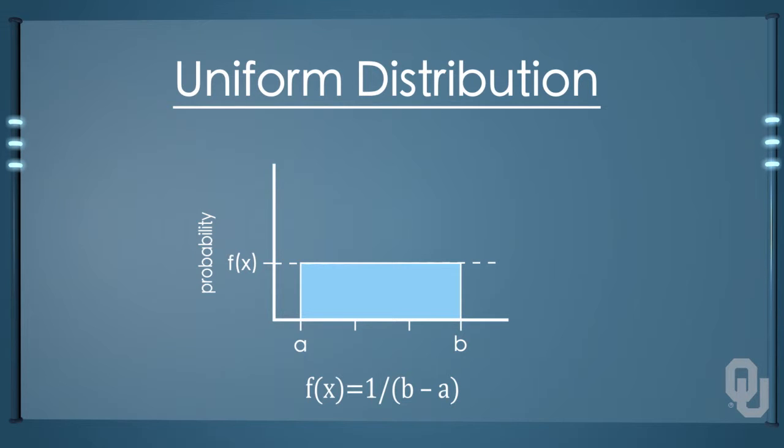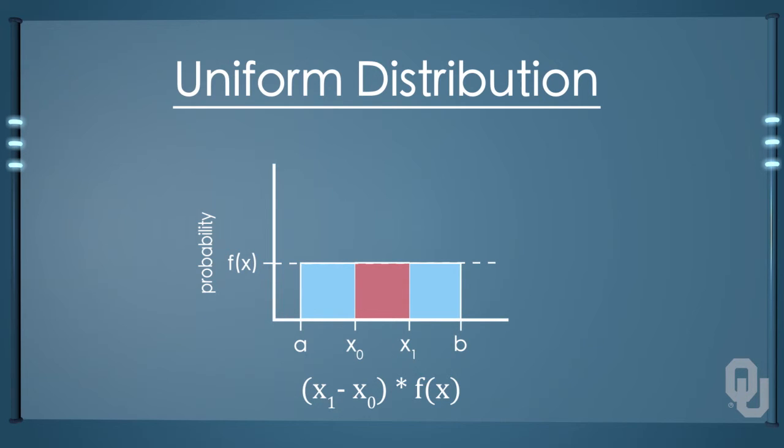Probabilities are calculated by simply calculating the area between the desired values, multiplying the height, f of x, which is the probability of each value individually, times the width. For example, if we desired the probability between the values of x0 and x1, we simply subtract x0 from x1 to get the width and multiply times the height, f of x.